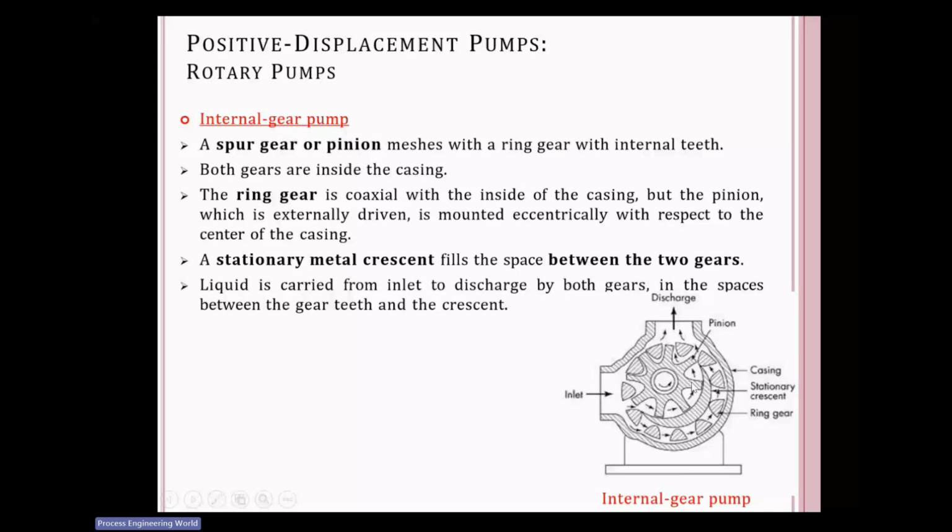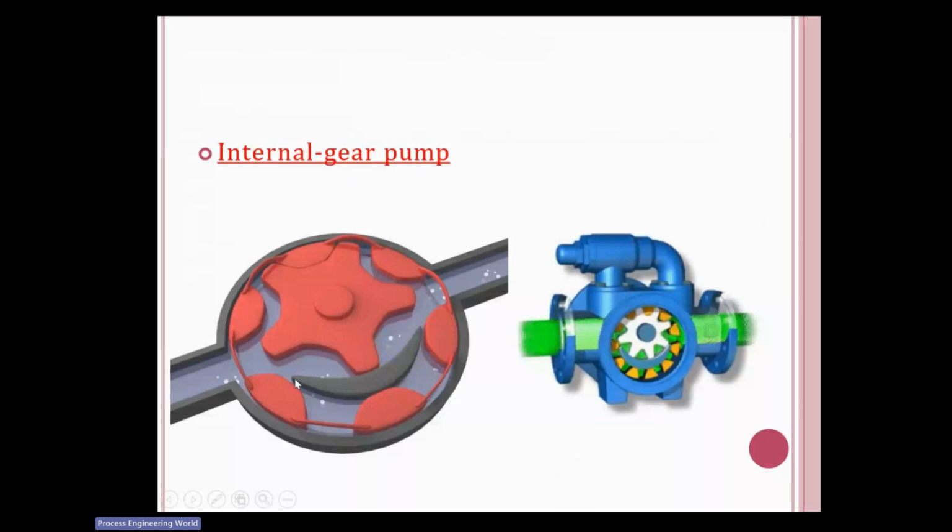Application wise it is the same. It is a positive displacement pump. It will generate higher pressures, right? This is the internal gear pump. How it looks: a crescent moon. This is the pinion. This is a ring gear, right? Here also you can say this is your pinion, crescent moon. This is the outside ring gear.